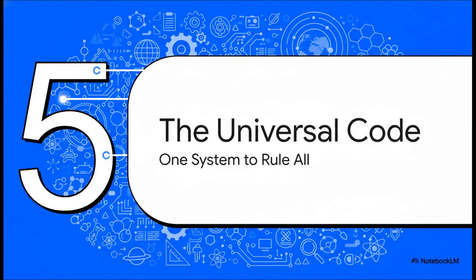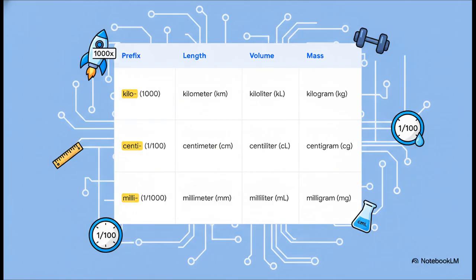So now, let's zoom out and take a look at the beautiful unified picture we've just put together. Let's see the one system that, well, kind of rules them all. This is it, the grand reveal. Just look at this table. The prefix kilo means 1,000, and it doesn't matter if it's a kilometer, a kiloliter, or a kilogram. Centi means 100th, whether it's a centimeter, a centiliter, or a centigram. And milli means 1,000th across millimeters, milliliters, and milligrams. It's one simple code, and it applies to everything.